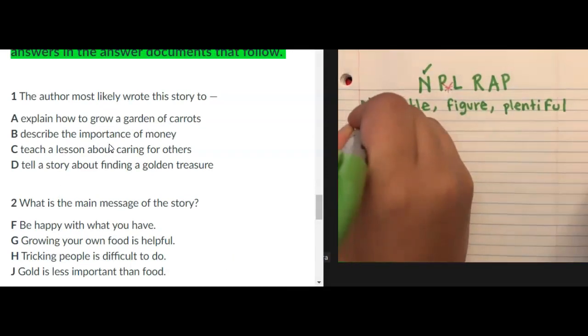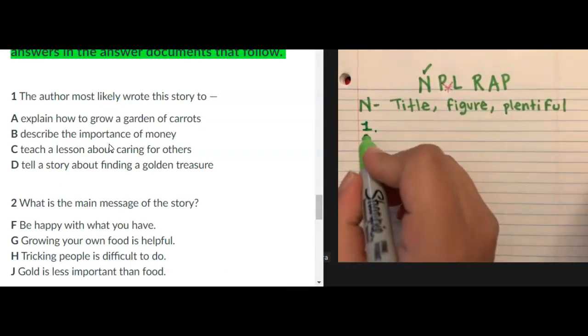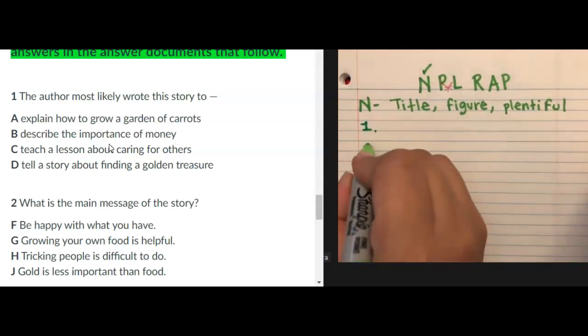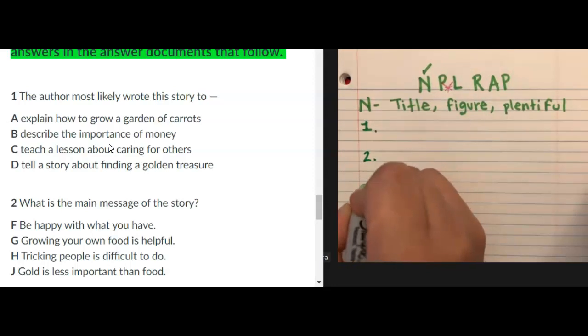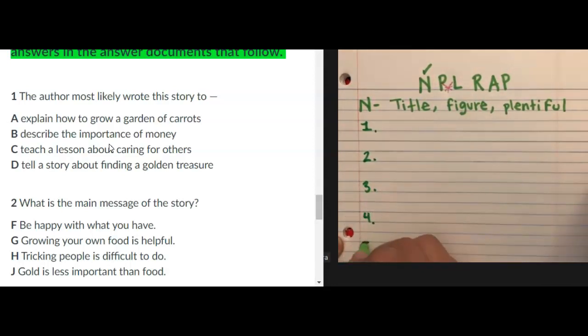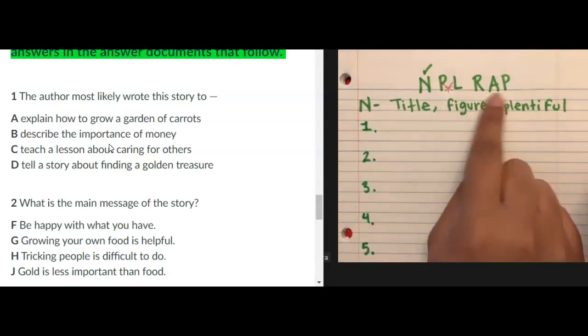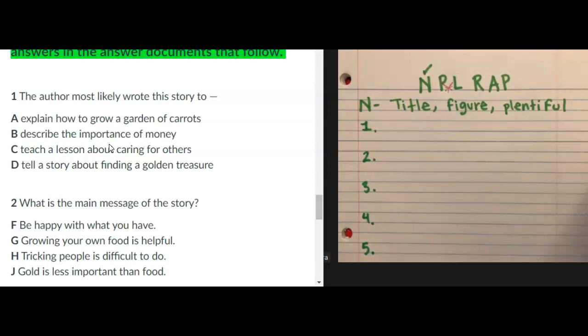So 1, and I'm going to skip 2 lines for each question because I want to leave plenty of room to take notes. 1, 2, 3, 4, and 5. So now I have plenty of room to write my clues and then to take any notes that I need to after. So starting with question number 1, this question is asking me the author most likely wrote this story to.